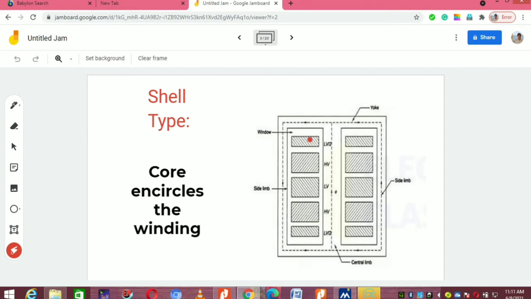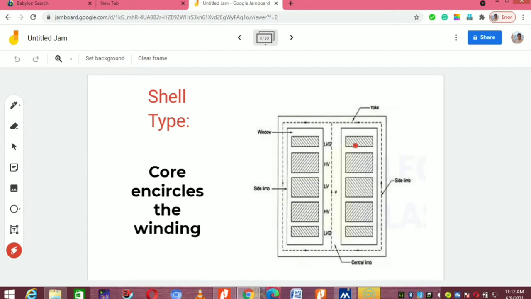And if you take the winding arrangement of the LV, HV winding, again LV, HV, again LV, this kind of arrangement is known as sandwich arrangement, sandwich winding. So here the core encircles the winding. The core is covering the winding. So that is the main difference in this shell type transformer.